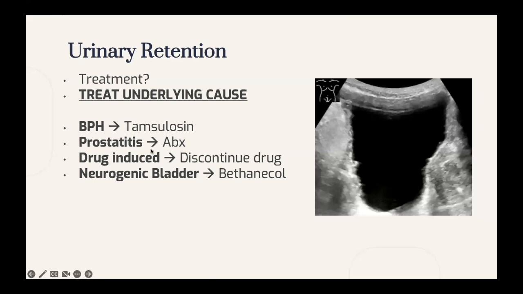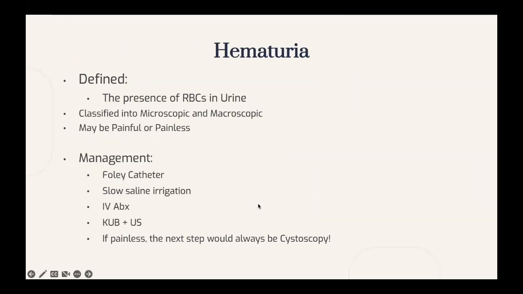For BPH, we give them the drug of choice, which is tamsulosin. Prostatitis, we treat them with antibiotics. And for neurogenic bladder, we give bethanechol, which induces urination. Now we proceed with hematuria.